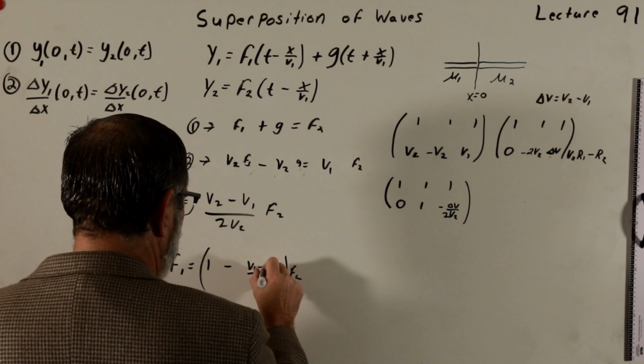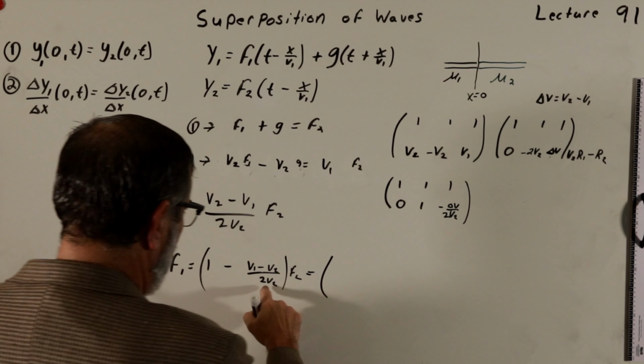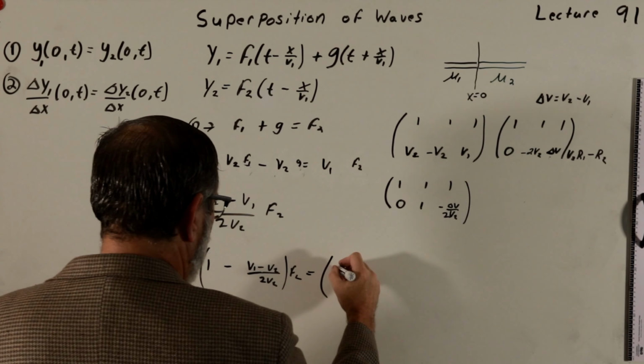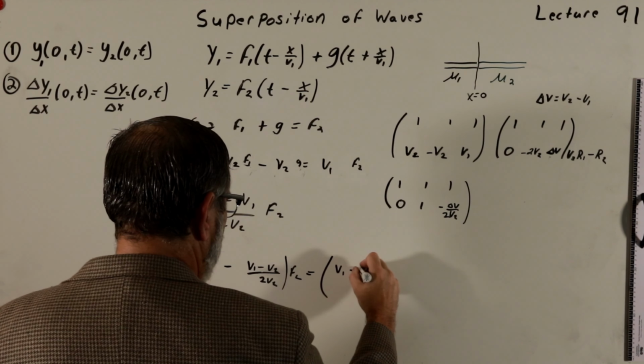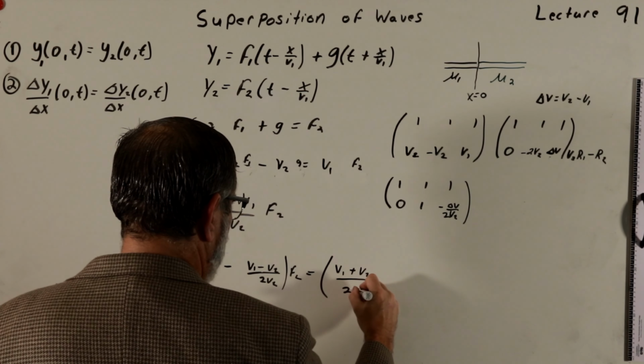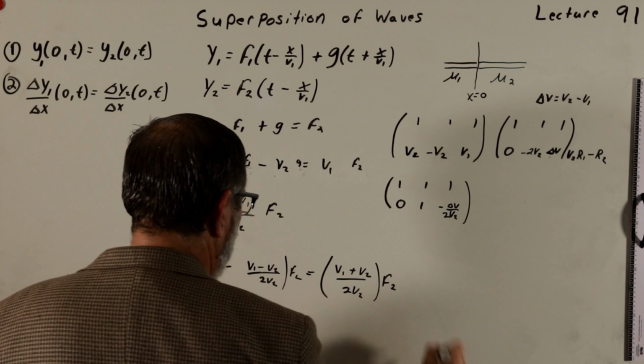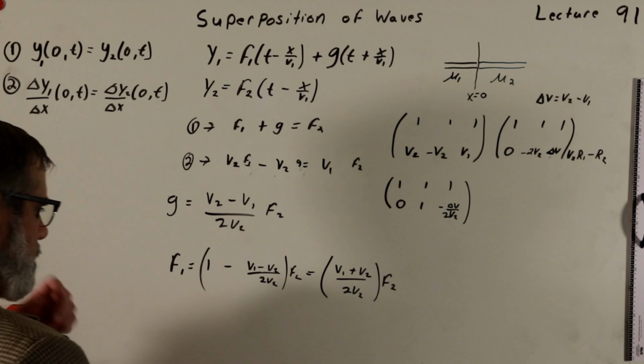It's still V1 minus V2. But this will simplify to, if I just get a common denominator here, V1 plus V2 divided by 2V2 times F2. Yeah, I think that's right.